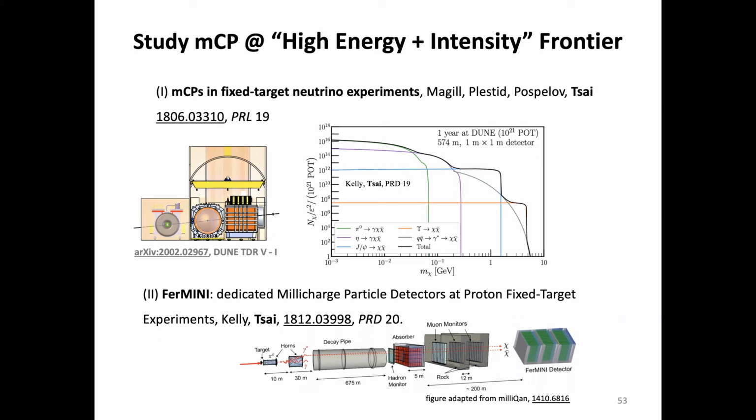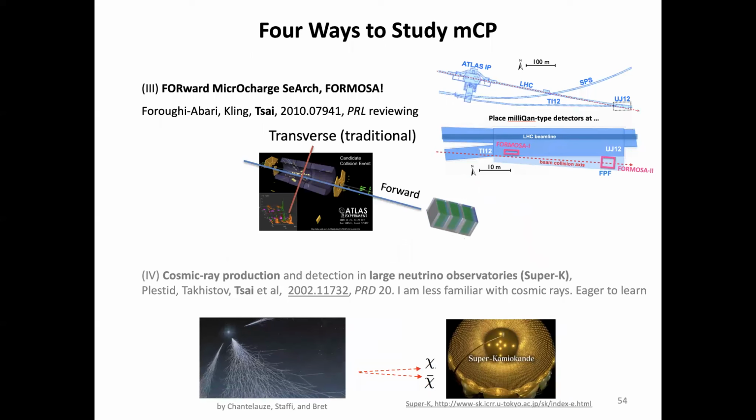Secondly, you can use the same thing as the Millikan, put it downstream of the proton fixed target machine to search for millicharge particles. I call it Fermini because it's for millicharge particles at Fermilab. So you can search for it. And thirdly, you can go through the forward regime. I call this Formosa because it's a forward millicharge search that you can do in the same location as FASER and other experiments to search for millicharge particles.